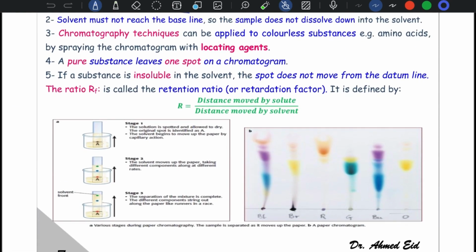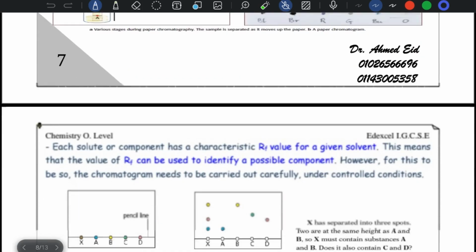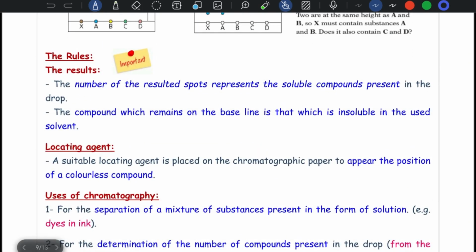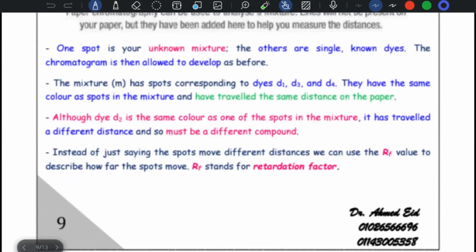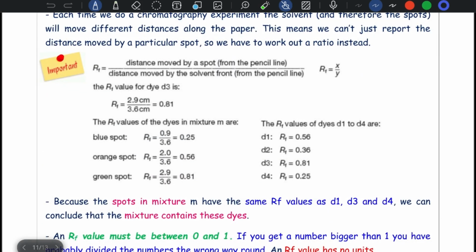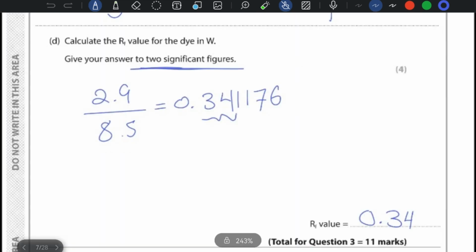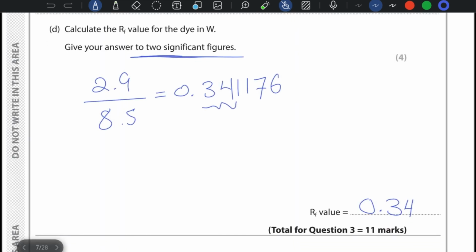First, Rf is the distance moved by solute divided by distance moved by solvent. Number of spots related to soluble compounds, as we just mentioned. Also, as we mentioned, Rf is equal to distance moved by spot over distance moved by the solvent. And now we finished question 3.